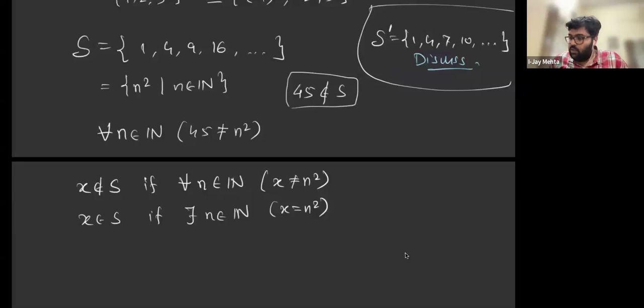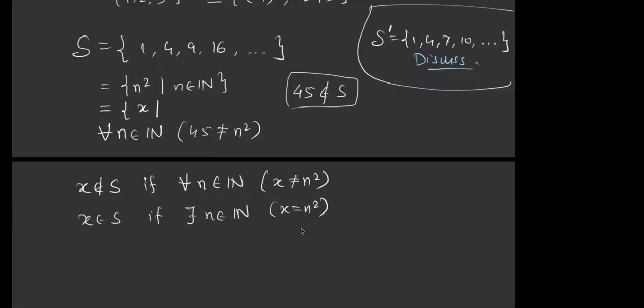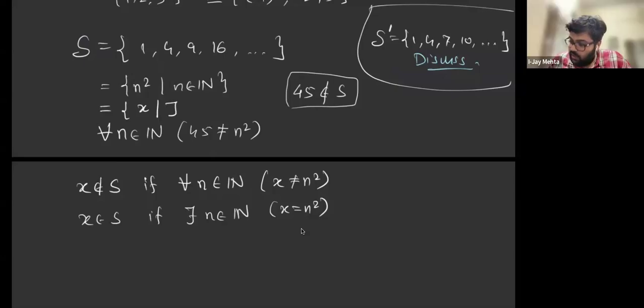So how do I write this in terms of quantifiers? I can write like this: x such that... What is the quantifier? Existential. Yes, there exists. When can x be in the set? See, why is 4 there? Because 4 equals 2 square. Why is 9 there? Because for 9 there is n equals 3. Some n exists, 3 square. So there exists n in N such that x equals n square.